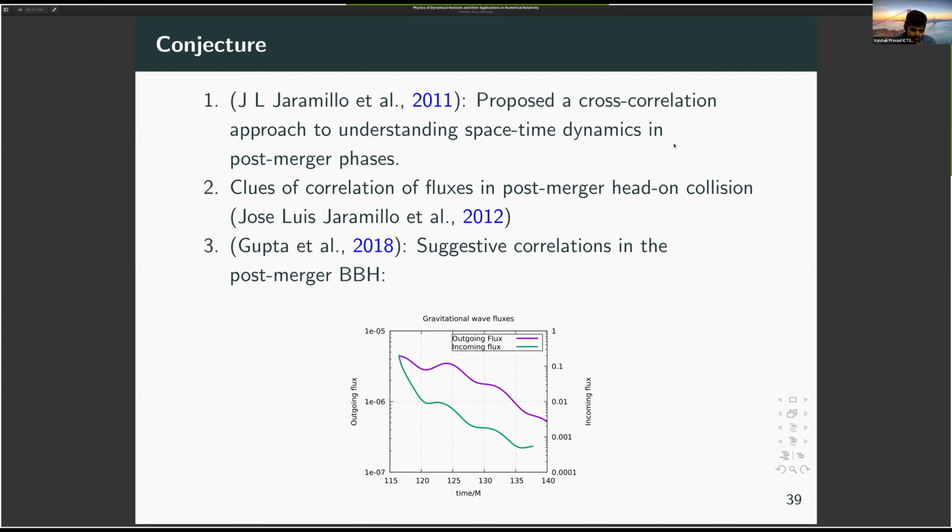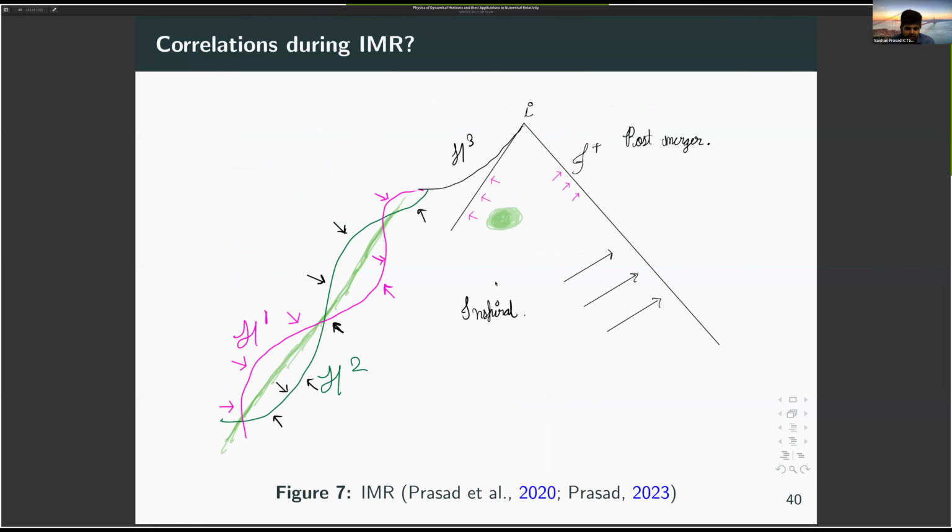And there are a couple of works in the literature which conjectured the existence of such a correlation in perturbed scenarios, for example in head-on merger situations, and also quite recently in a binary black hole merger scenario. What you see on the bottom plot is the flux of gravitational radiation that is computed at infinity and the flux which is being absorbed in the post-merger phase of a binary black hole merger. Qualitatively, they seem to look similar. So the interesting question to ask is, is there a correlation between what's happening at the horizon and what we get at infinity? And this is a big deal.